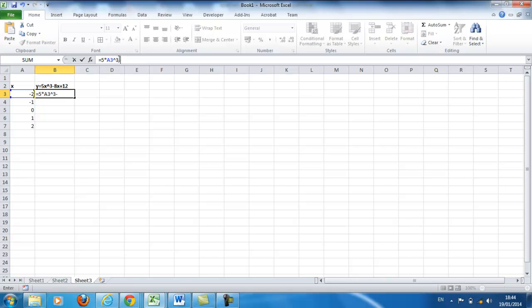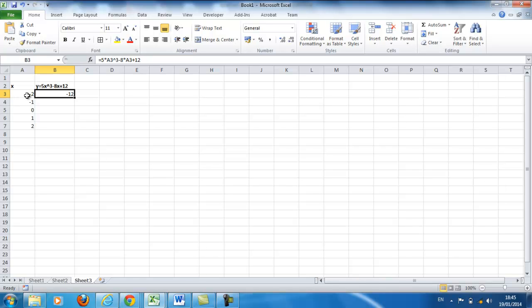Then that's minus 8 multiplied by, again we click on the minus 2, so everywhere there's an x we click on the minus 2, and then plus 12. Now 12 is just a constant, so we just leave it at 12, it always remains the same, doesn't depend on x, and we just press enter, and that should give us the corresponding y value for the x value minus 2.